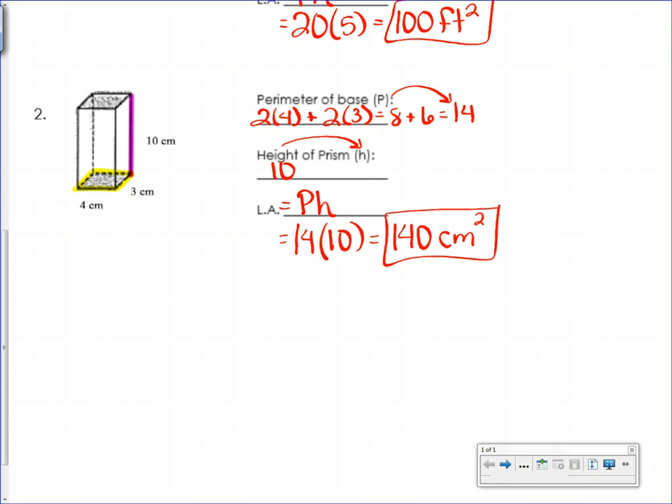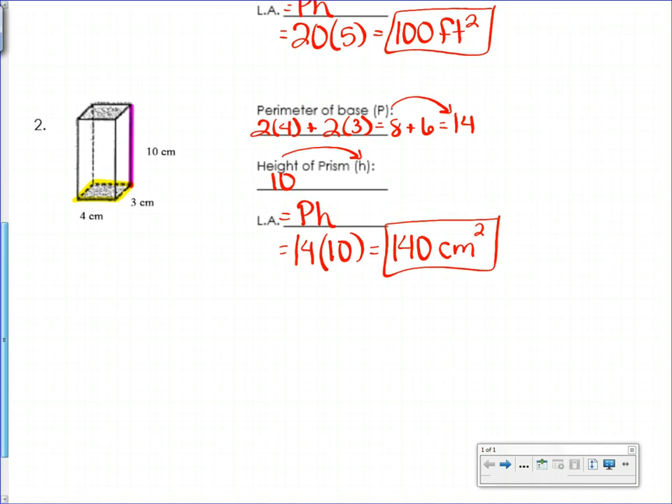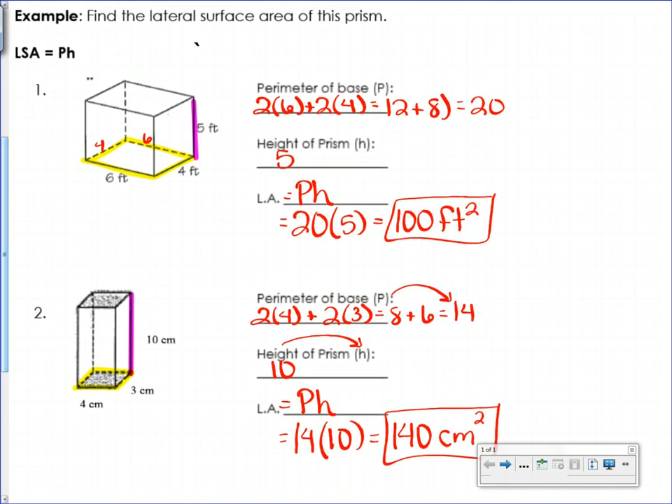Okay, so go ahead and glue these into your ISN. This will be page 2 of the 4th 6 weeks. Make sure you're keeping that up to date because it is a minor grade, and we will see you tomorrow.